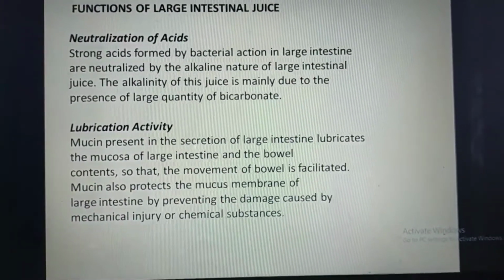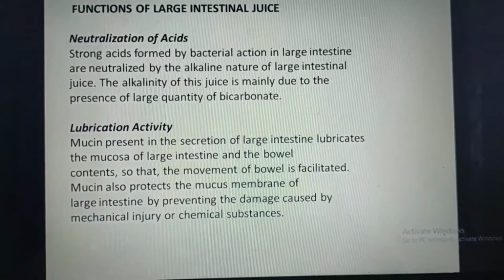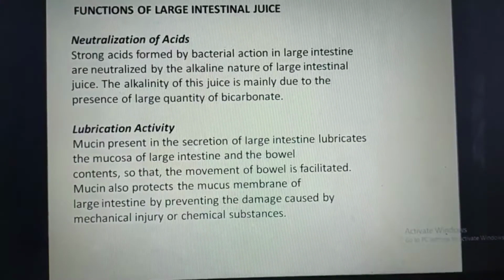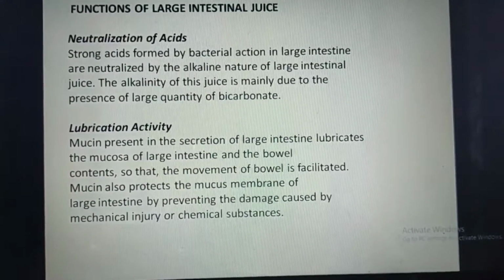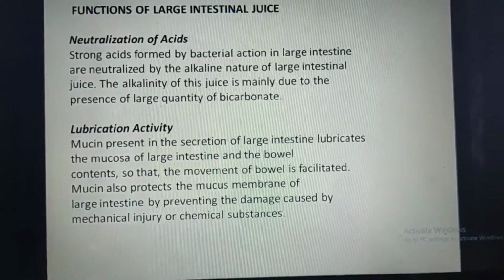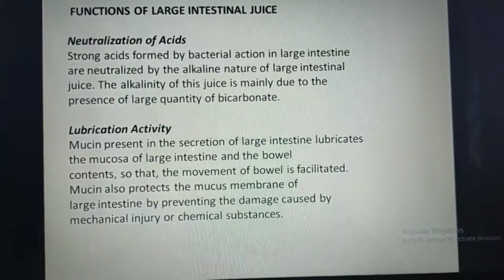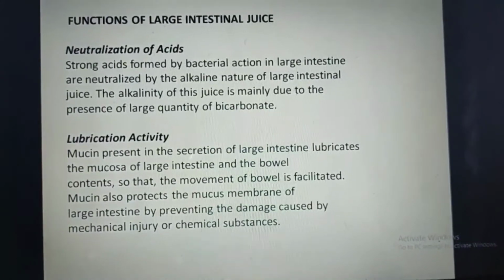Second function of large intestinal juice would be the lubrication activity. Mucin present in the secretion of large intestine lubricates the mucosa of large intestine and the bowel contents so that the movement of bowel is facilitated. Mucin also protects the mucous membrane of large intestine by preventing the damage caused by the mechanical injury or chemical substances.